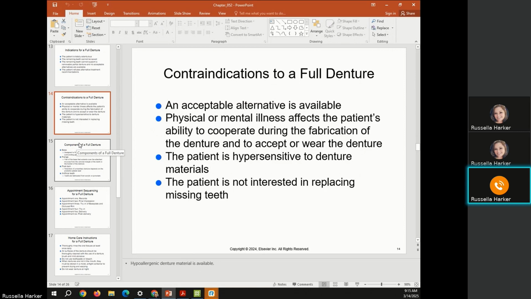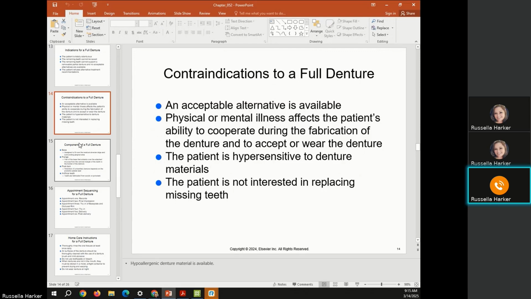So if a patient's hypersensitive to the denture materials, of course, we wouldn't make a denture for them. Or if they're not interested in replacing the missing teeth. Some people, that is not important to them, to have those missing teeth replaced, or it's not in their budget. So you can't force something on a patient that they don't want or that they cannot afford.